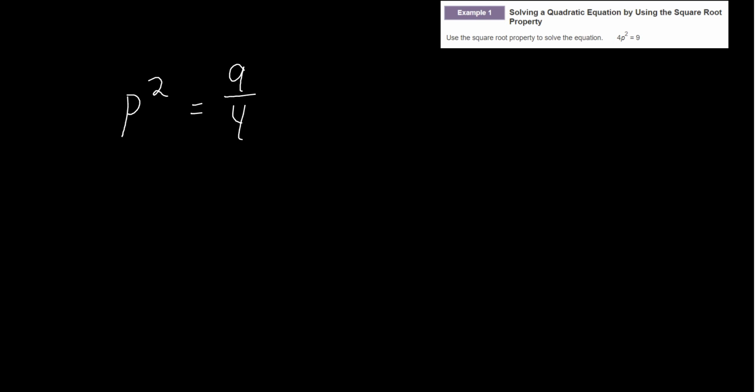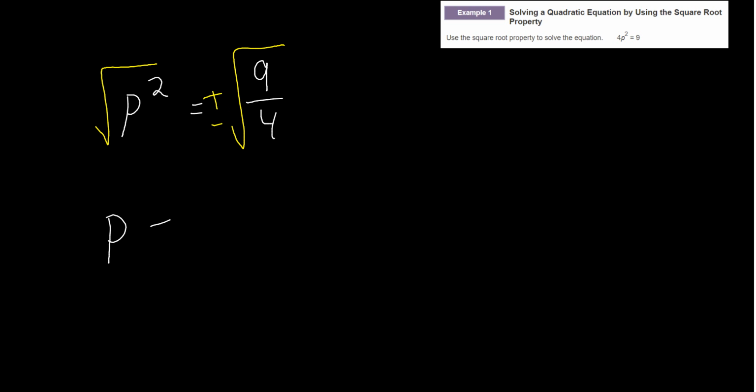Okay, well, if I take the square root of both sides, so we've got 9 fourths. On the right side we have to take the positive and negative components of it, right? So the square root of p squared, again, is just going to be simply p. And then it's going to be equal to plus or minus, what is the square root of 9 fourths? Well, the square root of 9 is 3, and the square root of 4 is 2. So plus or minus 3 halves.